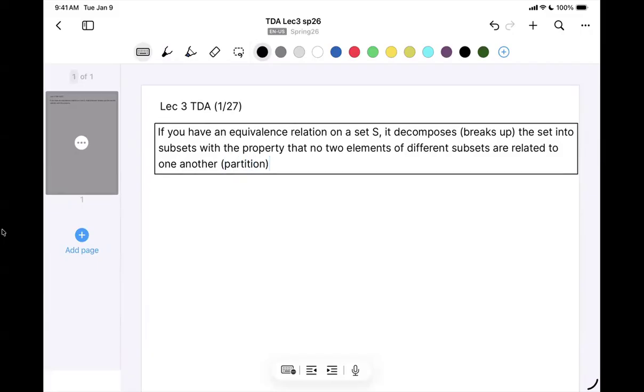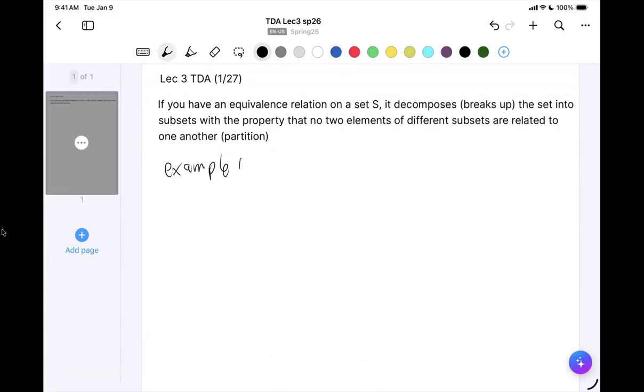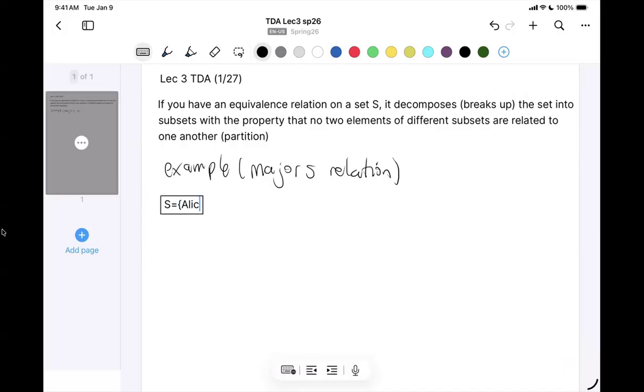So for example, in the example when we were talking about the relation about majors, let's think of my set S as a set of students: Alice, Bob, Charles, Diana, Kevin, and let me put two more names, Emily and then Peter. Okay. So the set has seven members.